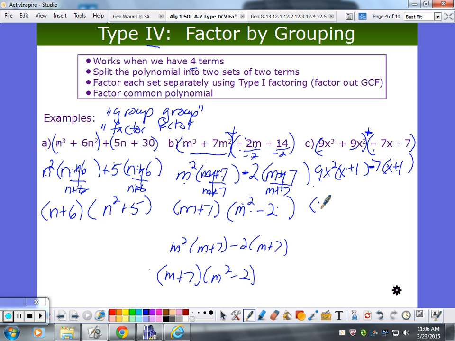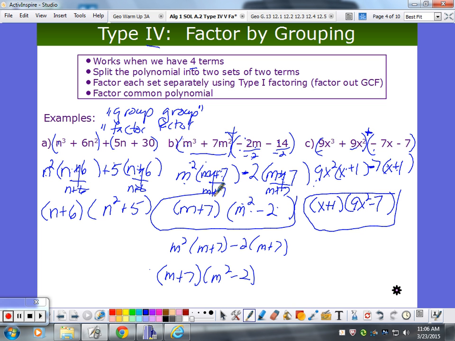Yay. Right? Factor out the x plus 1. After you factor it out, what's left? 9x squared minus 7. Type 4 factoring. Done. You can multiply all this back, you should get this. Alright, who followed that? I followed. Awesome.